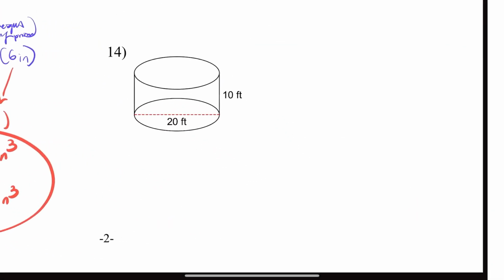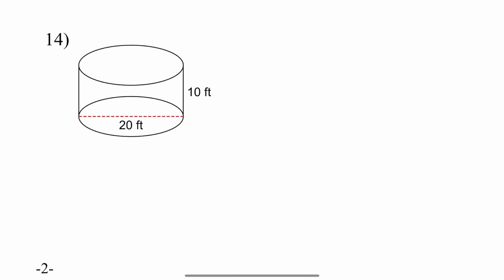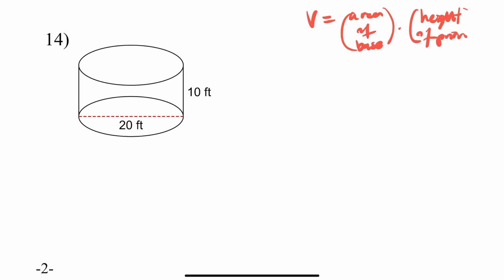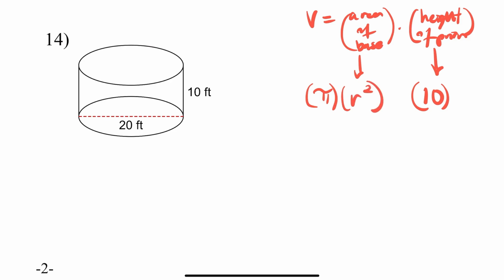Let's finish off by doing this last example. Maybe you want to pause and try it out, but I need area of base. You might be tired of me writing that a ton of times, but it helps. Height of prism. I know the height of the prism. This one's easier, standing up straight. Looks like it's 10 feet. I'll use that later. And then I'm dealing with a cylinder, so that's a circle, which is pi r squared.